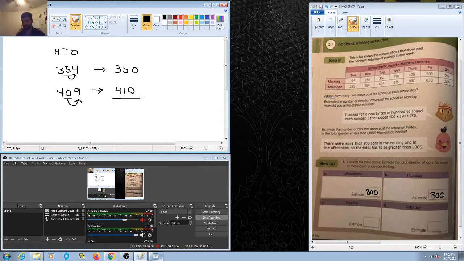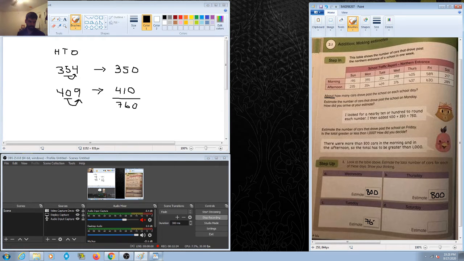And that's another thing you want to be careful with, it's rounding to the nearest 10, not the nearest tenth. Tenth is when we start to involve decimals, so we want to be really careful with our terminology there. 0 plus 0 is 0, 5 plus 1 is 6, 3 plus 4 is 7, so our estimate to the nearest ten for Tuesday is 760.